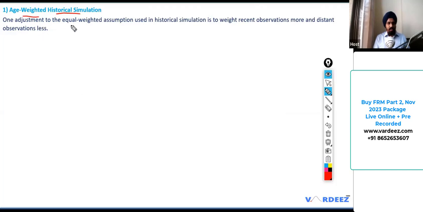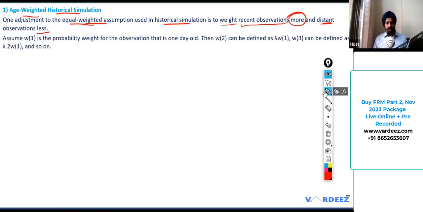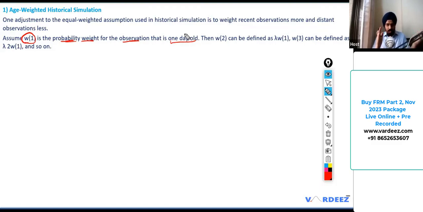Now, one adjustment to the equal weighted assumption that we just saw used in the historical simulation is to weight recent observations more and distant, far off observations less. That is something we can do. So assume W1 is the probability weight, or a percentage weight, that is given for the observation that is just 1 day old, that is yesterday.